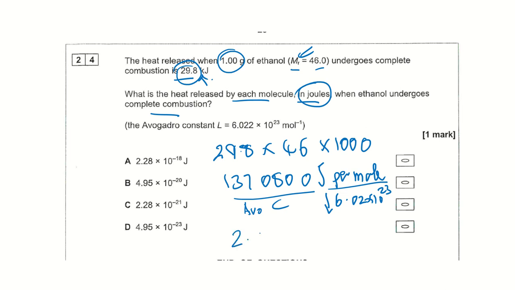At the minute it is per mole, which is 6.02 times 10 to the 23 molecules. We need it just per 1 molecule. So that comes out at 2.28 times 10 to the minus 18. The answer is A. Okay guys, hope that helped.